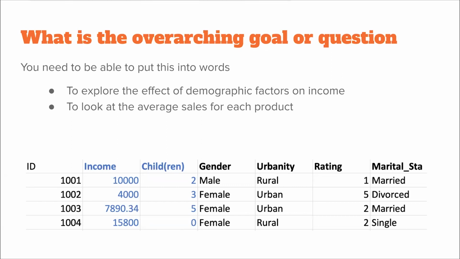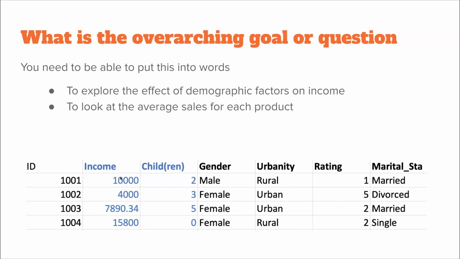So, for example, if somebody gives you data like this, and they do not give you a goal, or they do not tell you what they want to do with the data. Right now we are speaking from the data perspective. So they give you data, you don't know what the goal is. Let's say the goal is something like, we want to explore the effect of demographic factors on income. Demographic factors here are, let's say, gender, urbanity, and marital status on income. So that's what they want to explore. That's the goal.